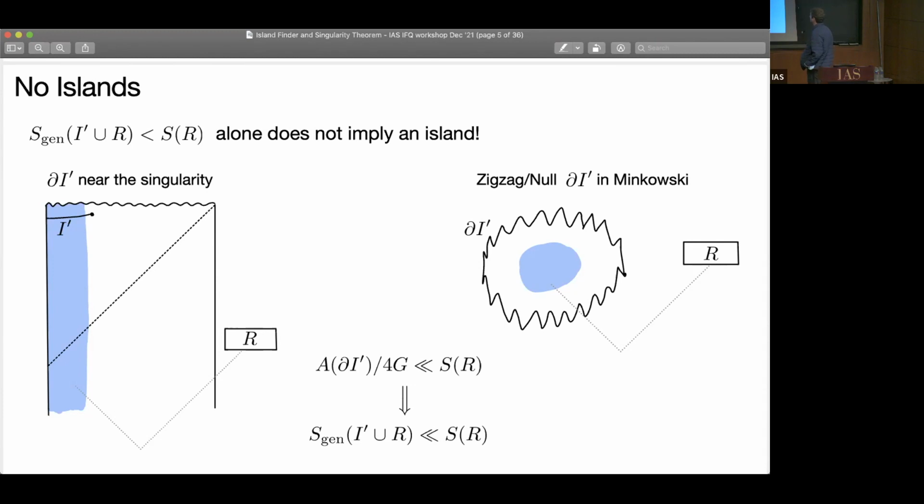Another even more basic way to do this is to just take a lump of matter and purify it to some reference system in Minkowski space, and enclose the matter with some zigzaggy-in-time surface that stays almost null to decrease its area. Again, I can get a region that's super hyperentangled, but I don't expect an island there.